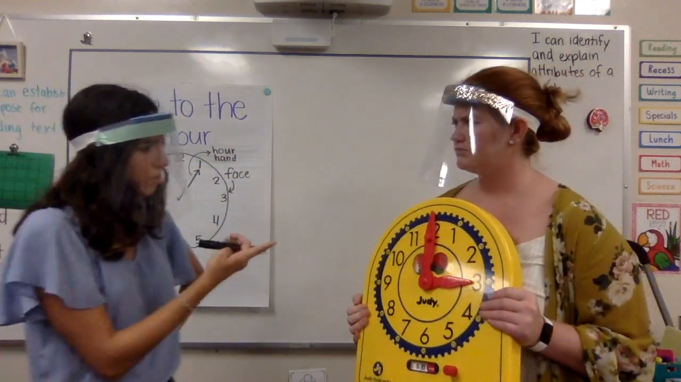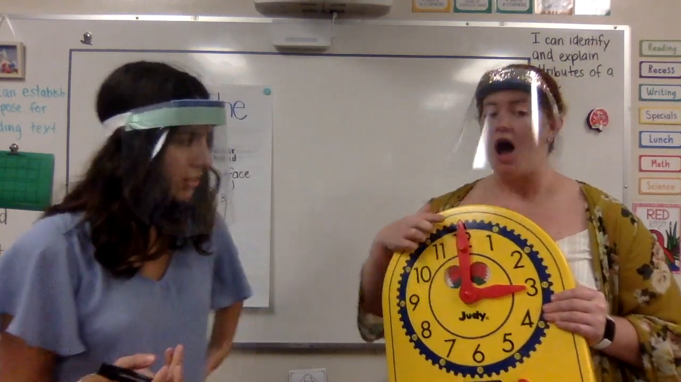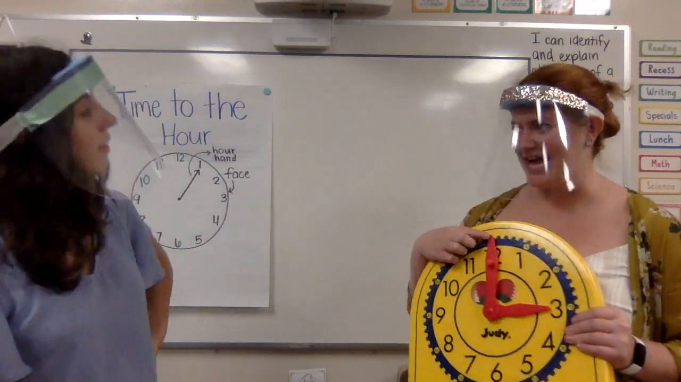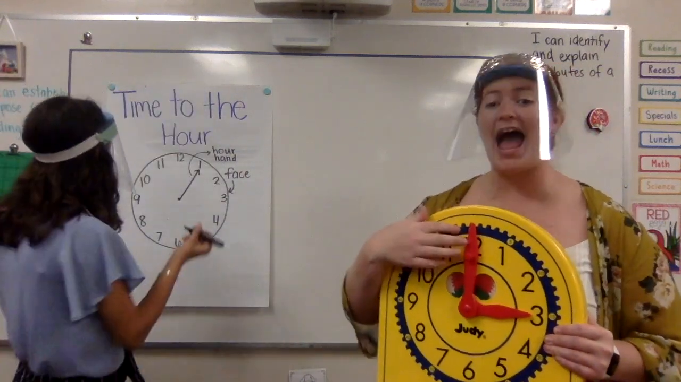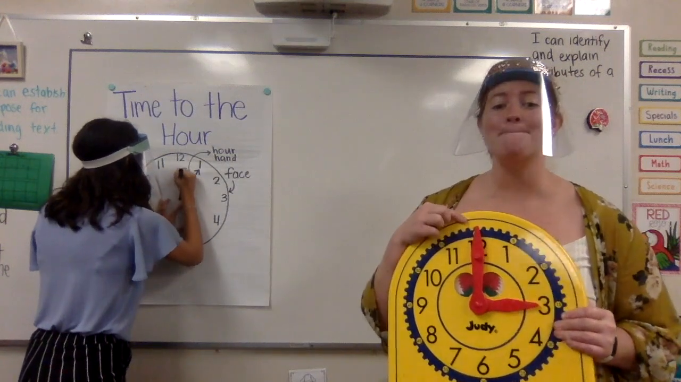But Miss Lime, there's one more hand. Clock two has two hands. This is the hour hand. Oh, this is the minute hand. It is longer than the hour hand. See, it's going through the hour and pointing at the minute.